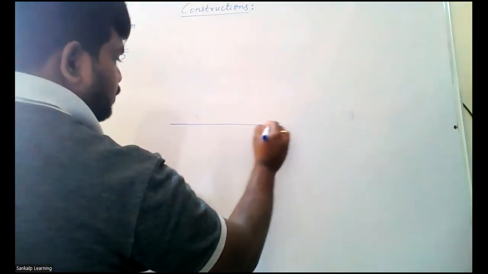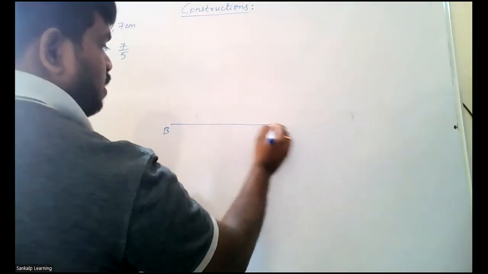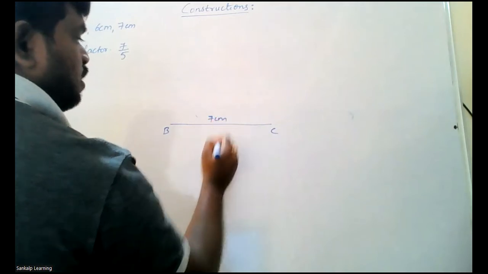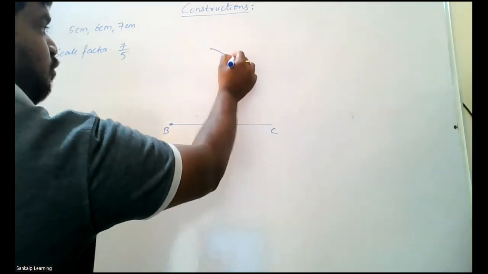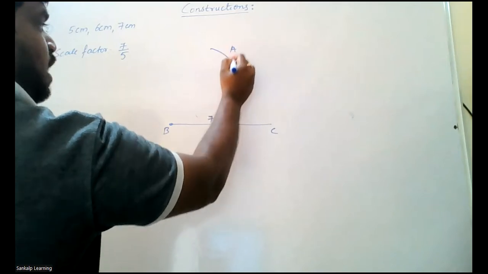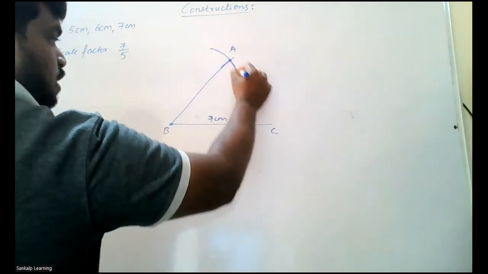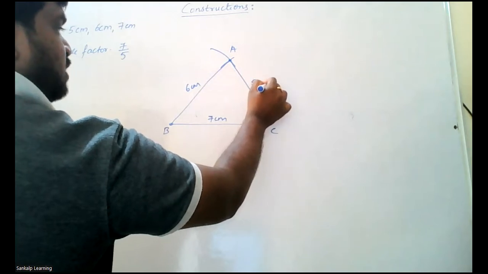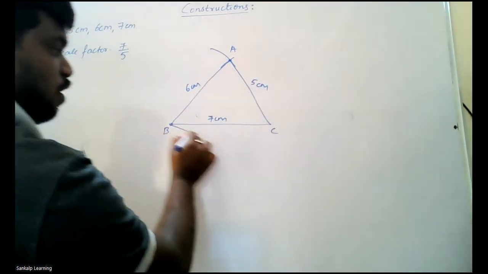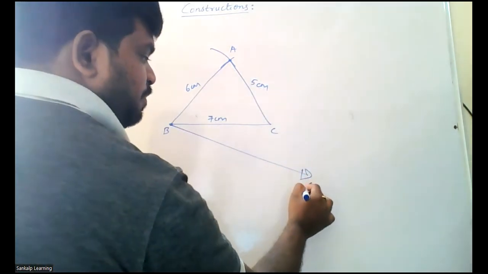First, let's draw a line of 7 centimeter. This is 7 centimeter. Then from B, cut an arc for 6 centimeter. From C, cut an arc for 5 centimeter. This point will be our A. So this was 6 centimeter and this was 5 centimeter. Now from B, we have to draw a ray. That will be the next step.